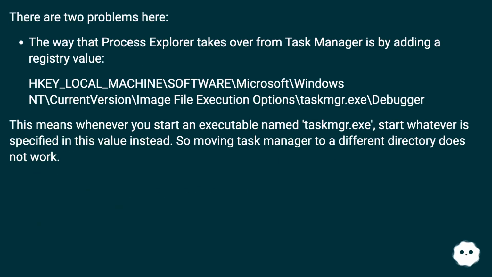There are two problems here. The way that Process Explorer takes over from Task Manager is by adding a registry value. HKEY_LOCAL_MACHINE\Software\Microsoft\Windows NT\CurrentVersion\Image File Execution Options\taskmanager.exe\Debugger. This means whenever you start an executable named taskmanager.exe, start whatever is specified in this value instead. So moving Task Manager to a different directory does not work.